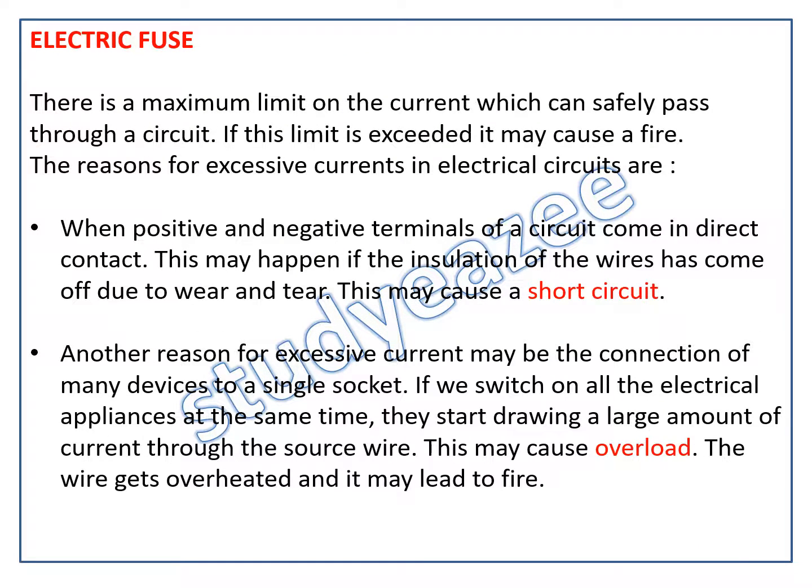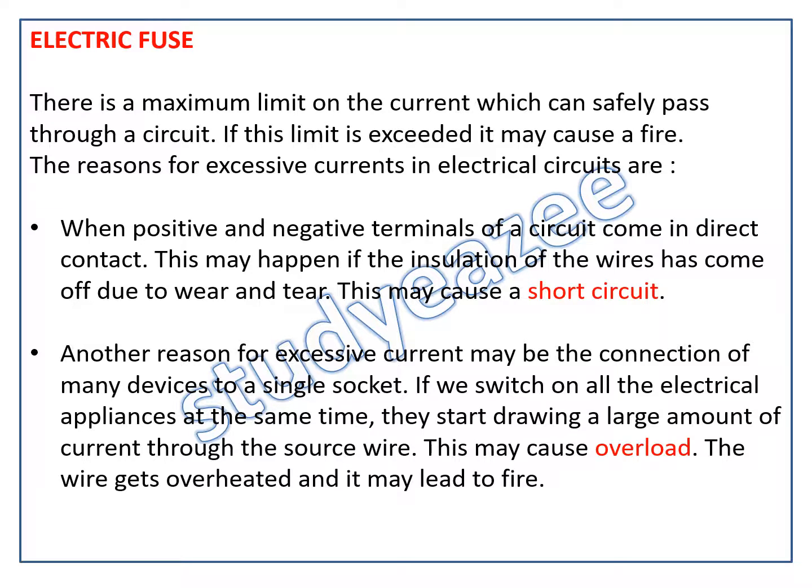Now, there is a maximum limit on the current which can safely pass through a circuit. If this limit is exceeded, it can cause a fire. There are two reasons for excessive currents in electrical circuits. One is when the positive and negative terminals of a circuit come in direct contact. This may happen if the insulation of the wires has come off due to wear and tear. This may cause a short circuit.